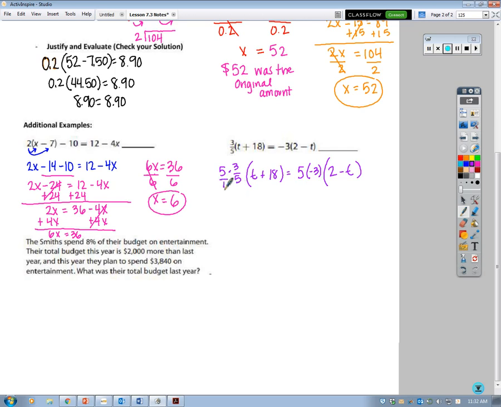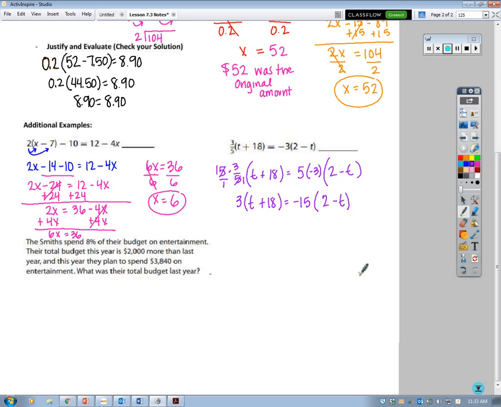Remember, I multiply a whole number by a fraction. I can cross cancel with a greatest common factor. Greatest common factor of 5 and 5 is 5. 5 goes into 5 once. 5 goes into 5 once. So now I have 1 over 1, which is 1, multiplied by 3 over 1, which is 3. And I have 3 times the quantity of t plus 18 equals 5 times negative 3, which is going to be negative 15, times the quantity 2 minus t.